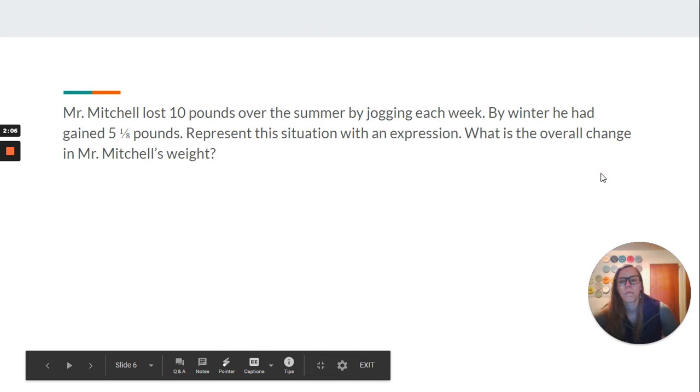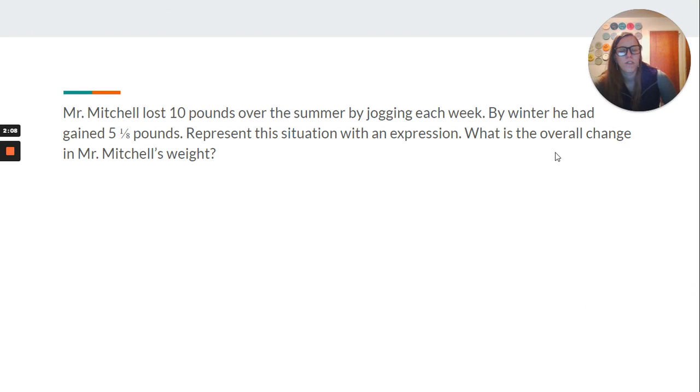Okay, so now in word problem form. So Mr. Mitchell lost 10 pounds over the summer by jogging each week. By winter, he had gained 5 1/8 pounds. Represent this situation with an expression. What is the overall change in Mr. Mitchell's weight? So expression doesn't have an equal sign, but then we do have to find what the answer is. We take 10 plus 5 1/8. That would be our expression.